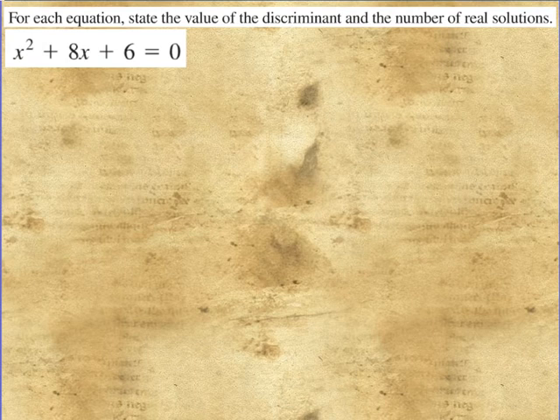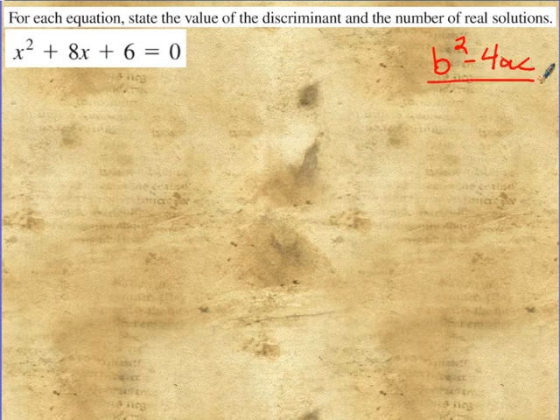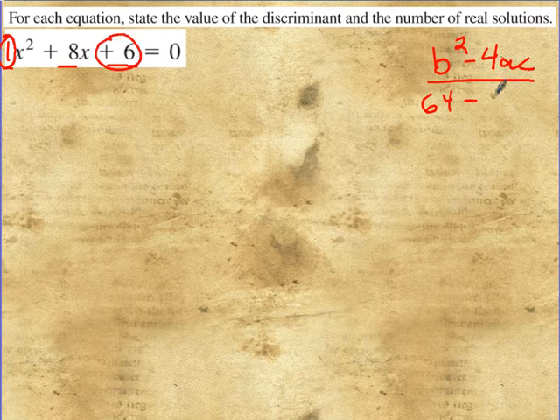x squared plus 8x plus 6 equals 0. All it's asking us to do here for each equation, state the value of the discriminant. And I encourage you guys, work out the discriminant first on every problem. It just makes things cleaner, easier. b squared minus 4ac. Because again, your a, b, and c values, a is 1, b is 8, and c is 6. b squared is 64 minus 4 times a times c. 4 times 1 times 6 is 24. The value of your discriminant is 40.